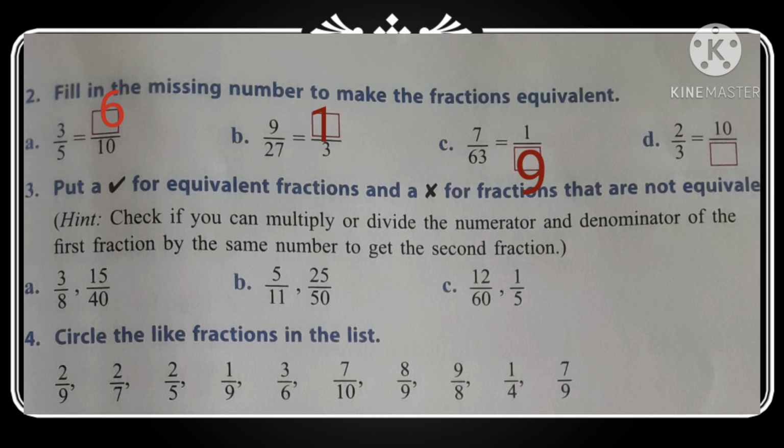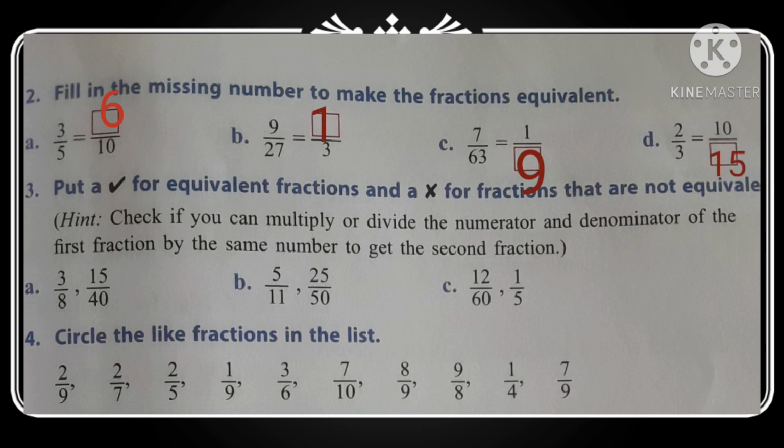Next, 2 by 3 is equal to 10 by dash. 2 is multiplied with 5 to get the numerator as 10. So the denominator 3 also should be multiplied with 5 to get the denominator as 15.